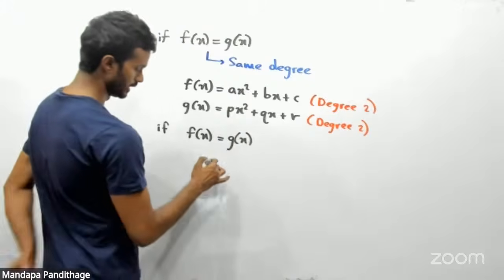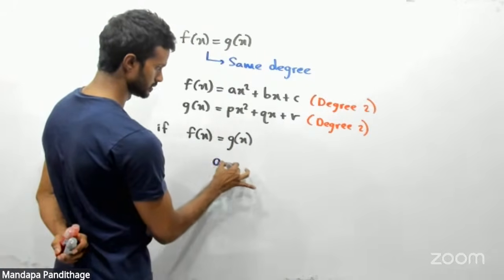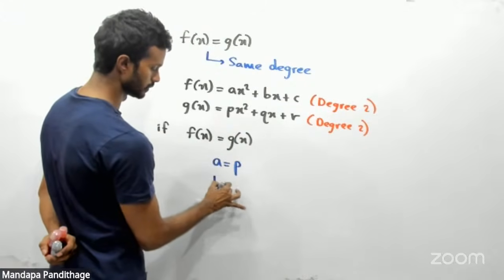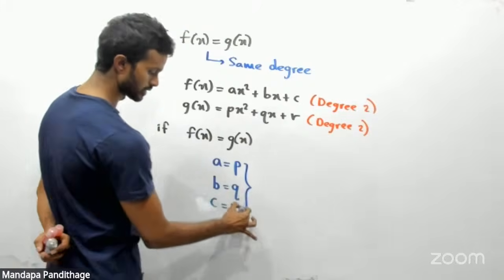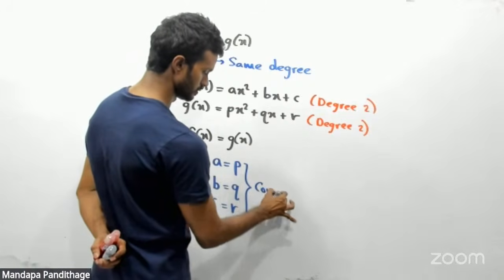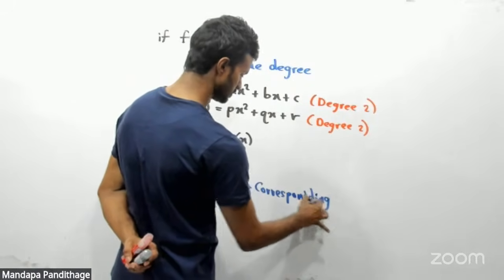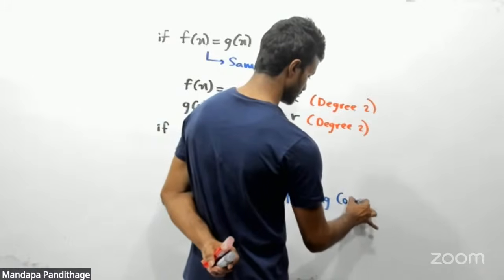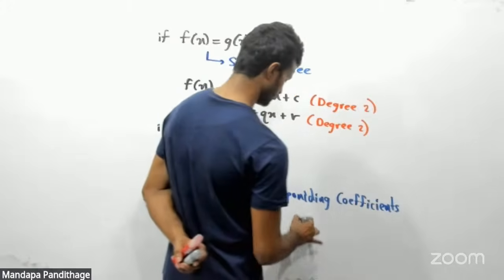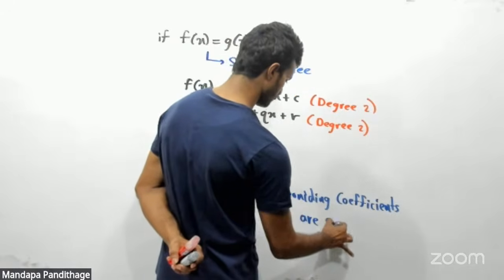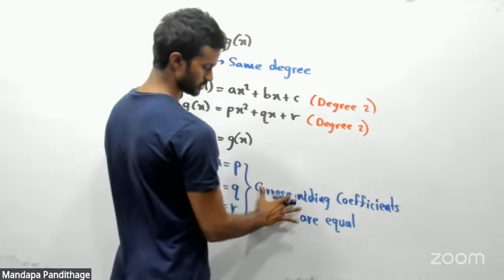So in this case, a is equal to p, sorry, b is equal to q, and c, the two constants are equal. So corresponding coefficients are equal. Clear? Corresponding coefficients are equal.